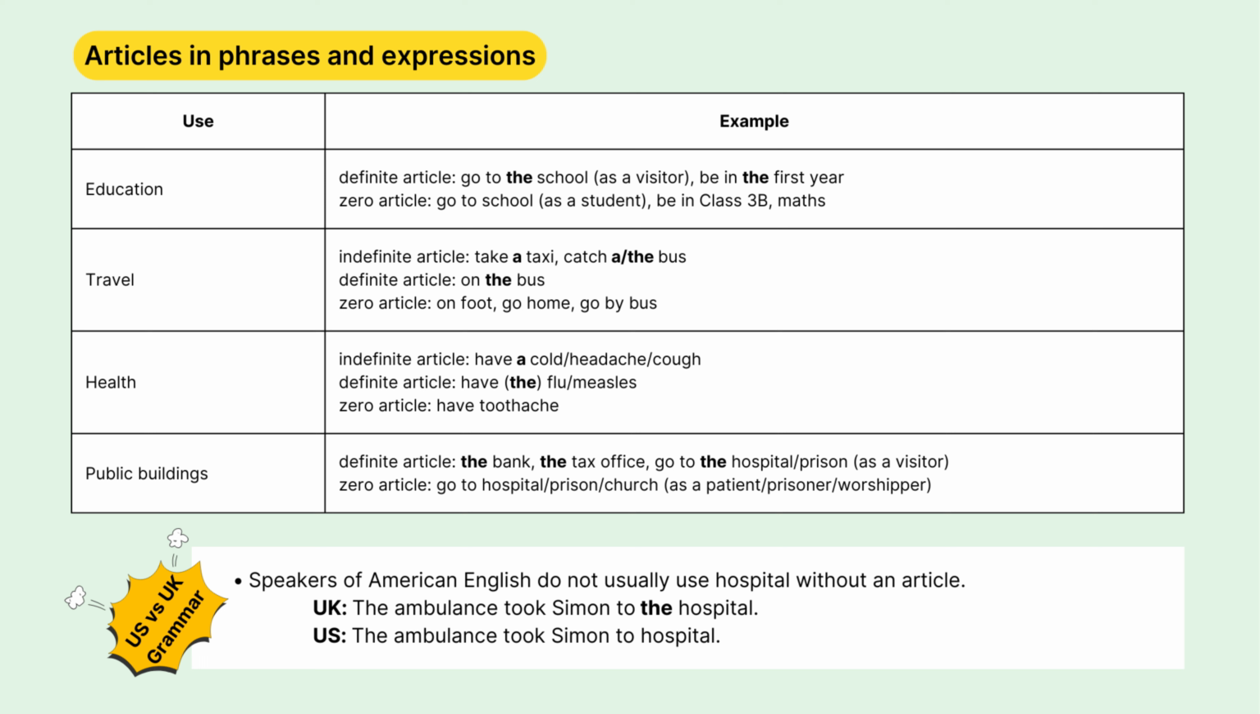Travel. Example: indefinite article: take a taxi, catch the bus. Definite article: on the bus. Zero article: on foot, go home, go by bus. Health. Example: indefinite article: have a cold, headache, cough. Definite article: have the flu, measles. Zero article: have toothache. Public buildings. Example: definite article: the bank, the tax office, go to the hospital, prison as a visitor. Zero article: go to hospital, prison, church as a patient, prisoner, worshipper.